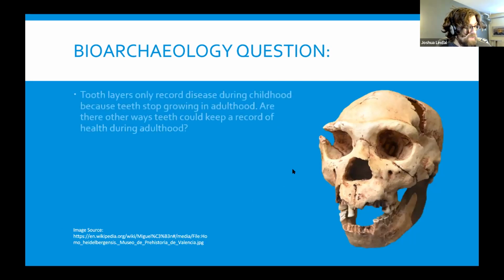So now for our final question. Tooth layers can only record disease during childhood because teeth stop growing in adulthood, so they can't tell us about health during adulthood. But can you think of any other ways that we can use teeth to determine what someone's health was like when they were an adult? Ways that are not related to the growth rings in teeth, but any other aspects of teeth. So I'll give you a minute to think of some answers.